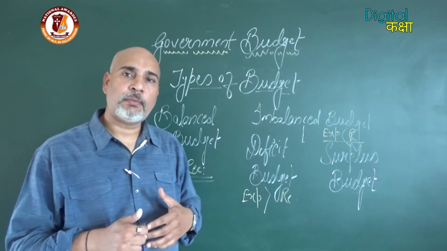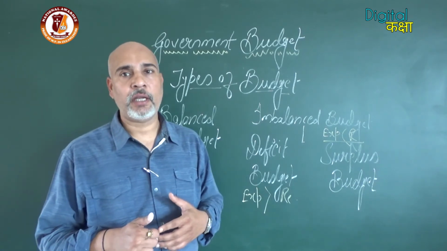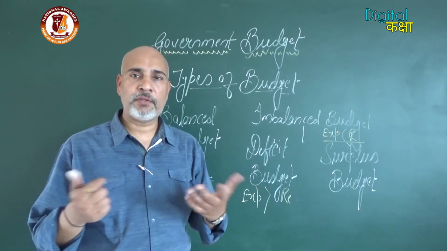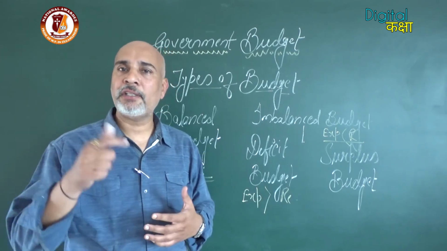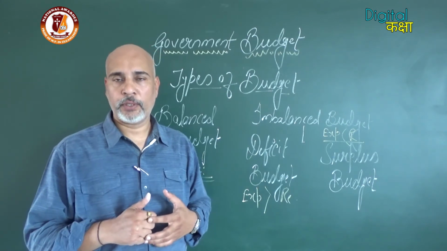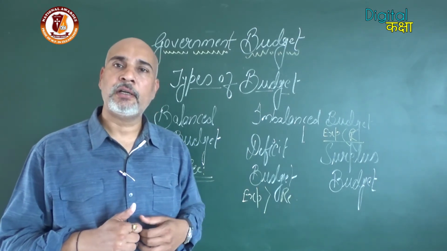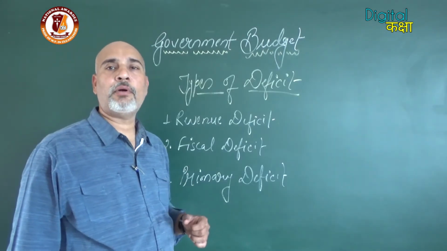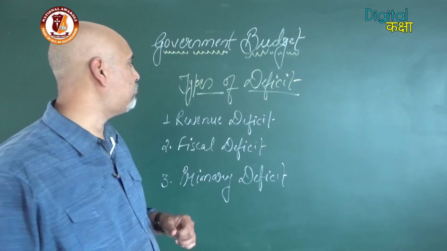Now we will discuss the types of deficit. How can we calculate the deficit of the government? And deficit is very clear, that is expenditure is more than receipts. Okay. So now we will discuss the types of deficit. Now let's discuss the types of deficit budget.